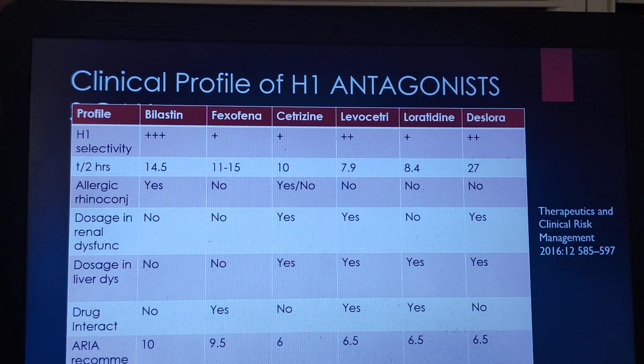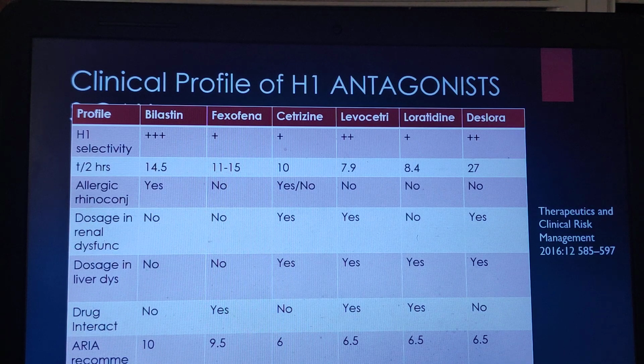Now, the important thing about these antihistamines is that in allergic rhinoconjunctivitis, as we have seen, some patients may have ocular symptoms, and for them not all the antihistamines are equally effective. Some of these drugs, like loratadine and fexofenadine, are not effective against allergic rhinoconjunctivitis. So if there is an ocular symptom, the best option is bilastine, and probably cetirizine may also help in relieving the ocular symptoms.